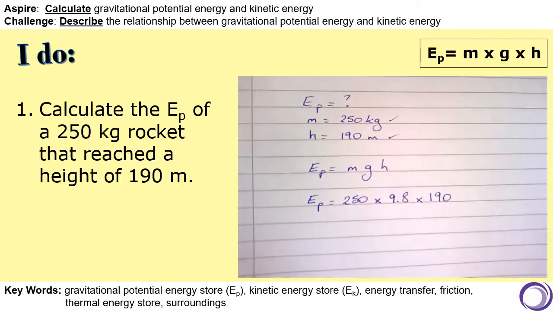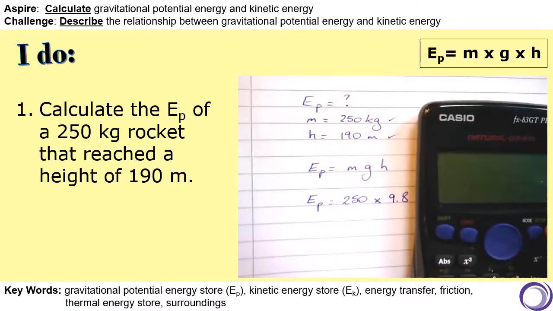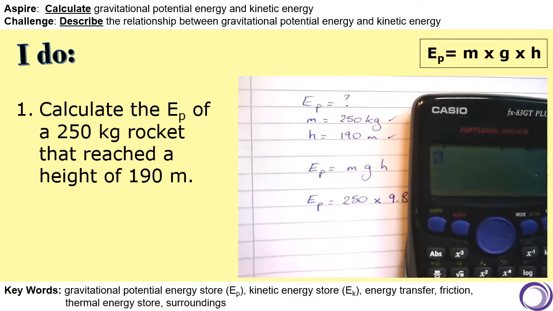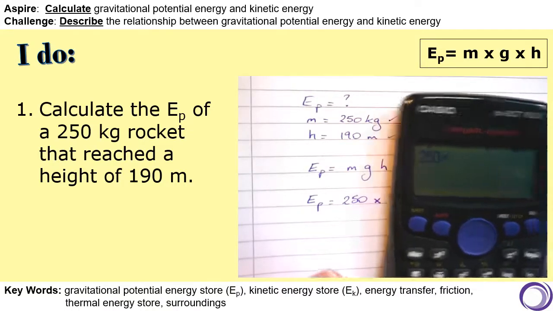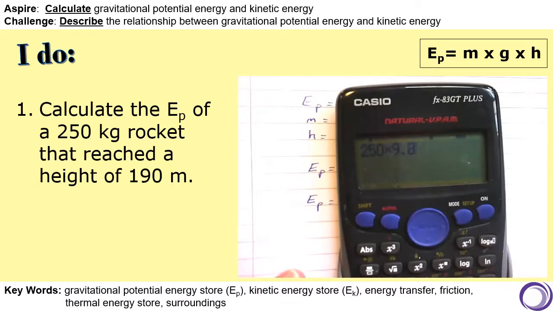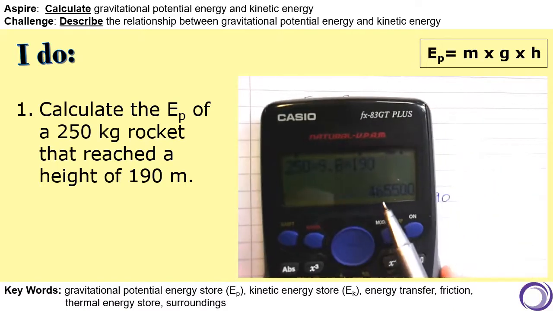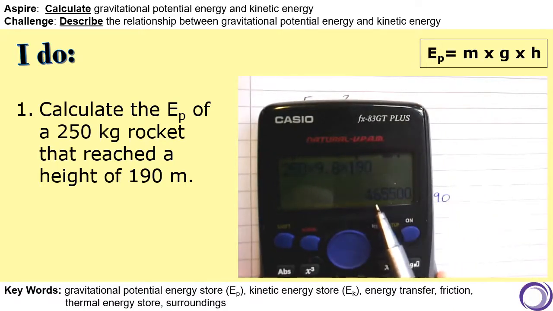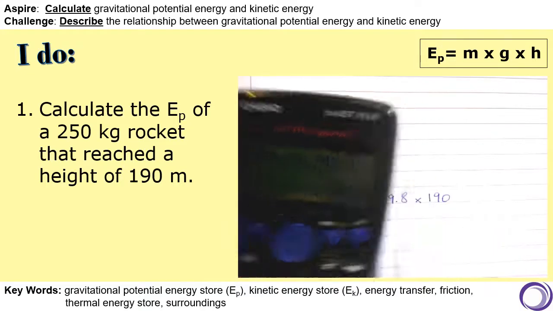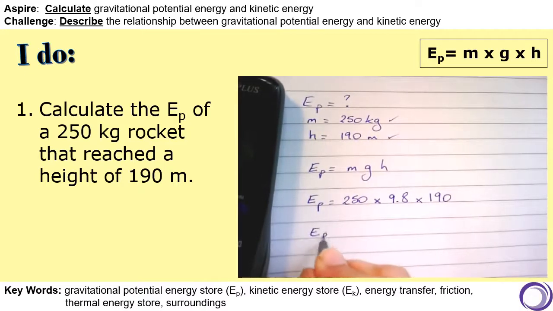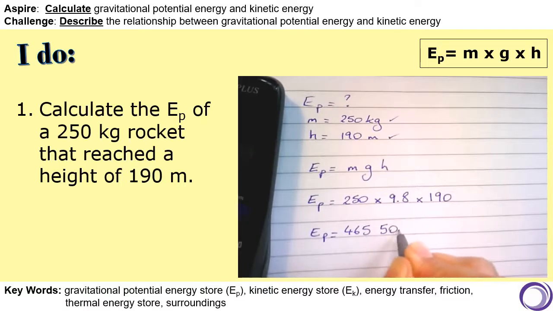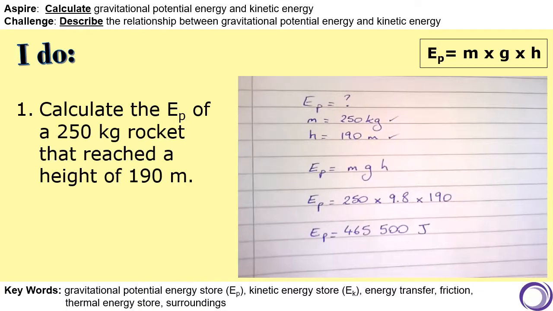so I write 190. And now I'm going to get my calculator here, and I'm just going to do in my calculator 250 times 9.8 times 190 equals, and I'm going to make sure that I read it correctly, so 465,500. I write my answer here, EP equals 465,500, and I need to add my unit for EP, which is joules, because it's a type of energy. And there you go.